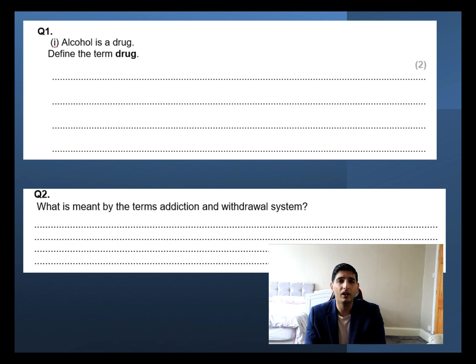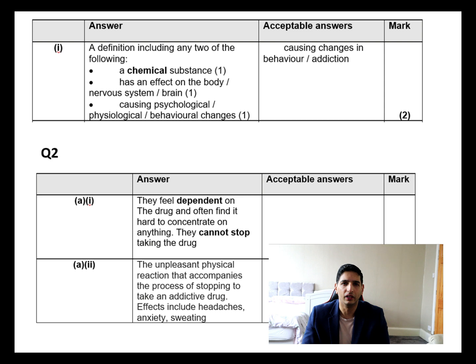Addiction is where you can't live without it. Withdrawal symptoms are usually the psychological pain you go through. Like when my dad stopped smoking, for the first 3 days it was really hard for him. It's an unpleasant feeling. He had headaches and sweats, and you're like, oh, I really need that. And that's withdrawal symptoms. If you make it past 3 days, it gets easier.